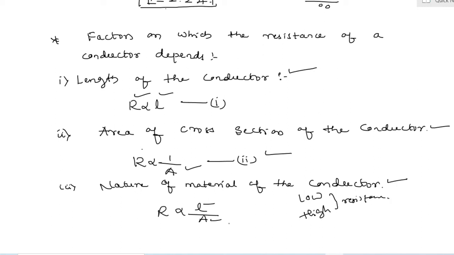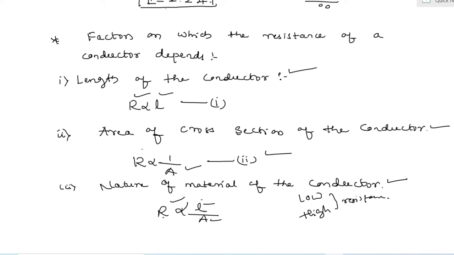So, combining equation 1 and 2, we get what? R is directly proportional to L and R is inversely proportional to A. It means resistance of a conductor is directly proportional to length of the conductor, and inversely proportional to what? Area of cross section of the conductor.